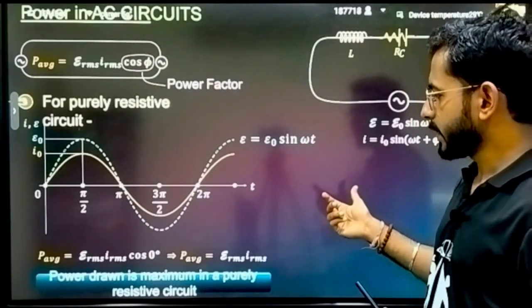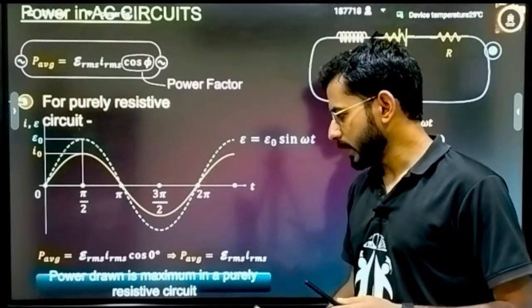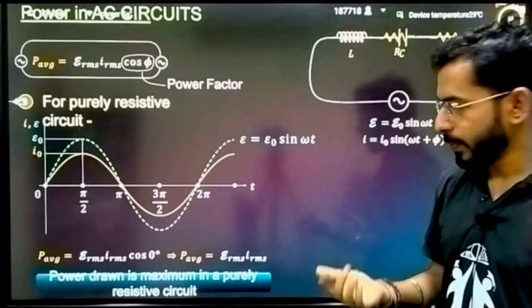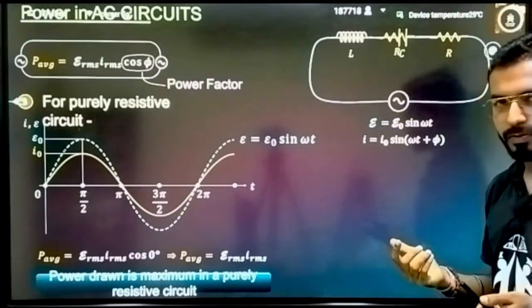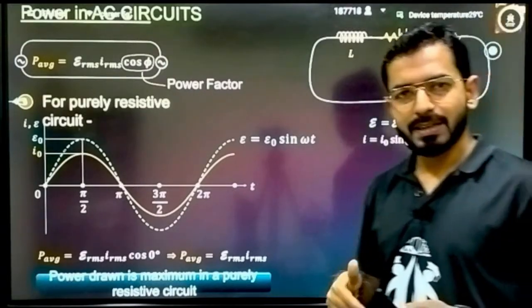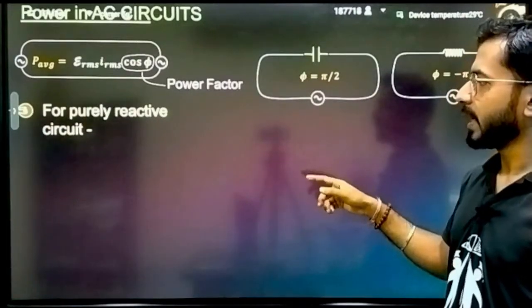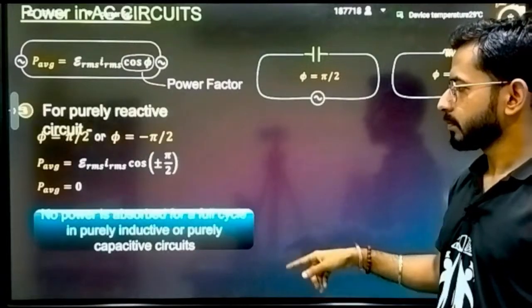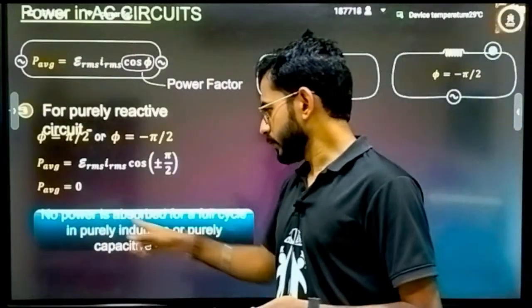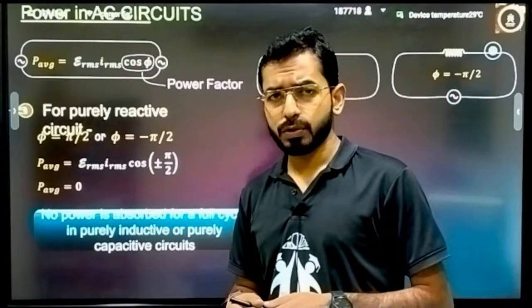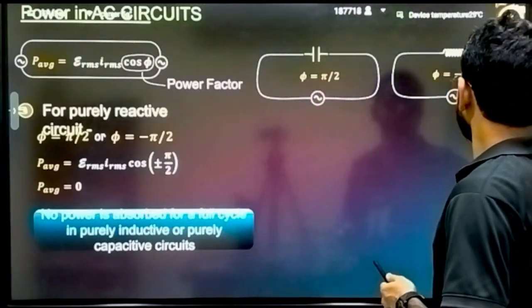For a purely resistive circuit, I have already told you that it draws the maximum power because the power factor becomes 1. That means cos of phi is equal to R divided by Z, and Z is also equal to R, which is the maximum value. For a purely reactive circuit, it will be 0. No power is consumed because cos of phi is equal to R, which is 0.